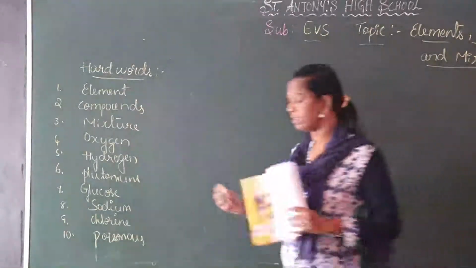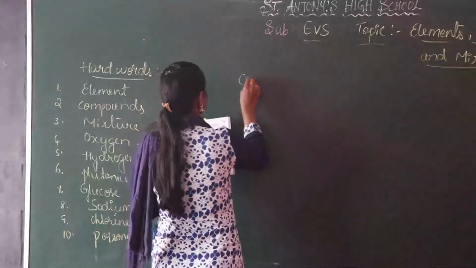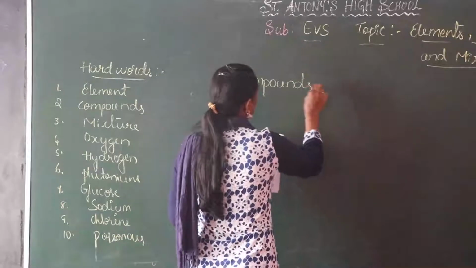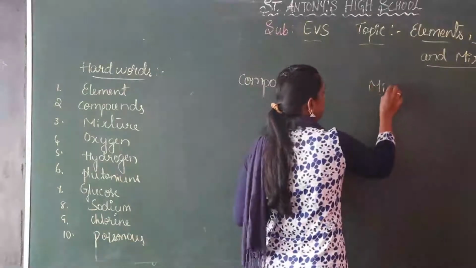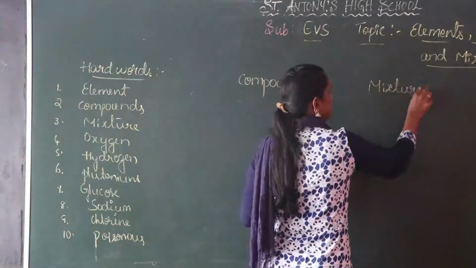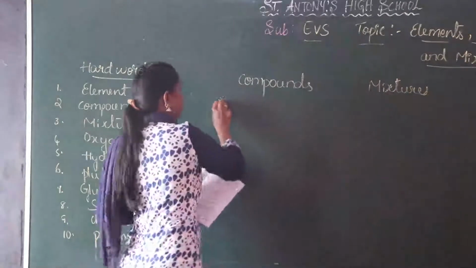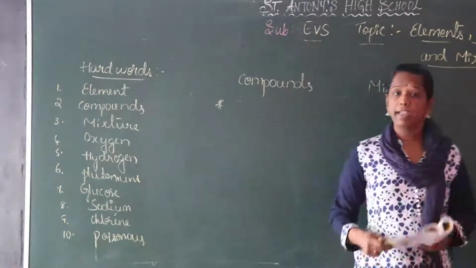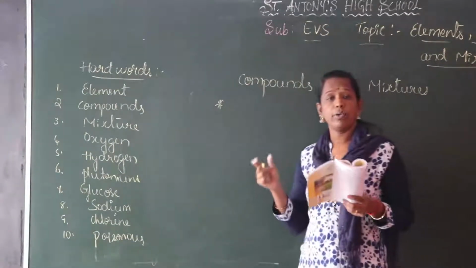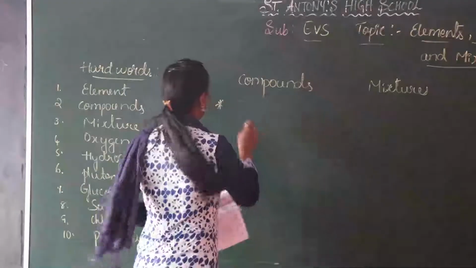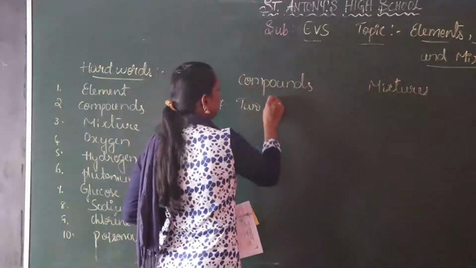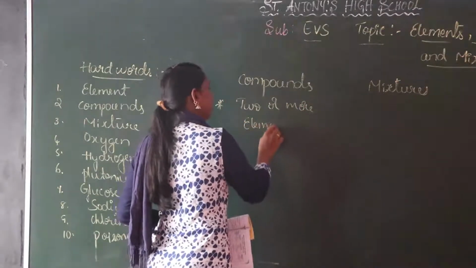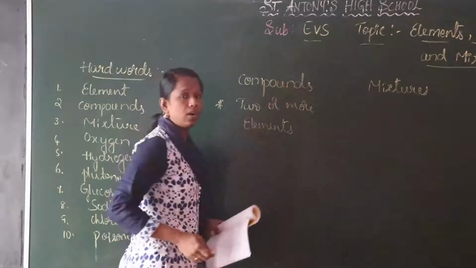You know the differences. So first you have to learn the definition for both the compounds and mixtures. First difference: when two or more elements combine chemically, a compound is formed. You know that two or more elements chemically combine to form compounds.